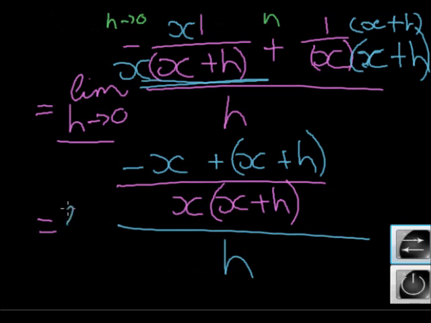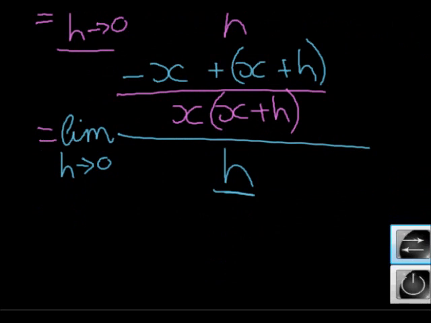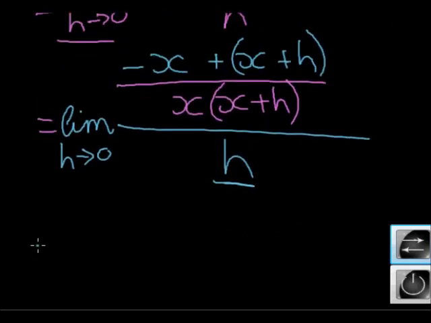The reason why I couldn't have replaced the h with a 0 yet is because I'll get an undefined answer. As long as I get undefined, I'm not allowed to substitute yet. So the whole aim is to get rid of that h in the denominator. So let's just simplify the numerator, which is still a fraction. So I'm still left with the limit of h tending to 0.